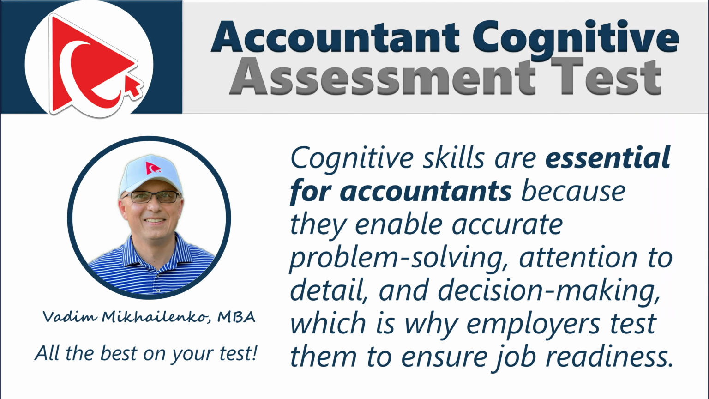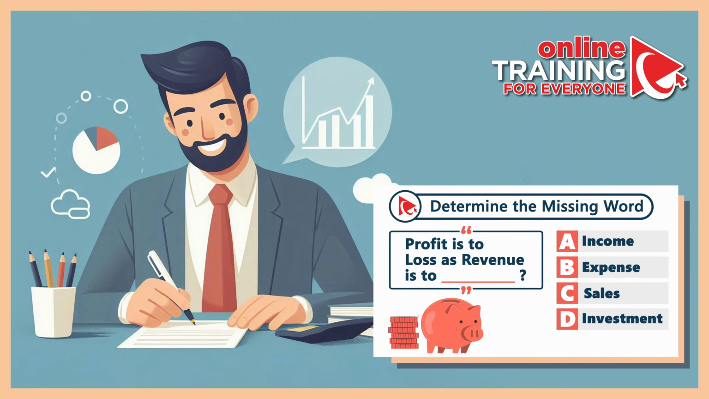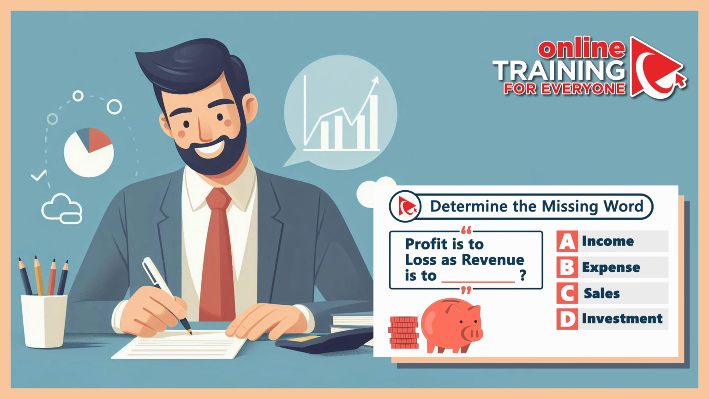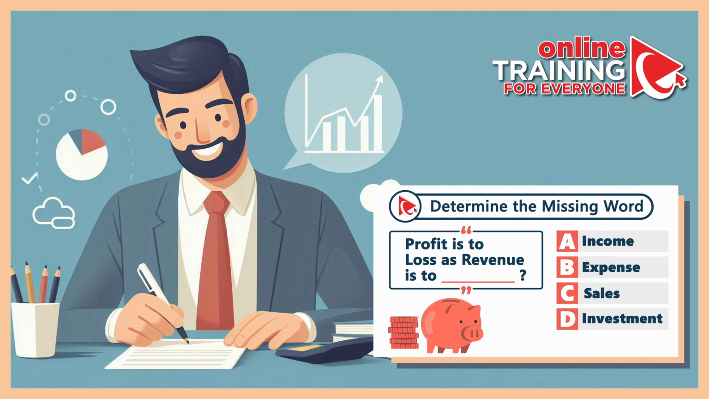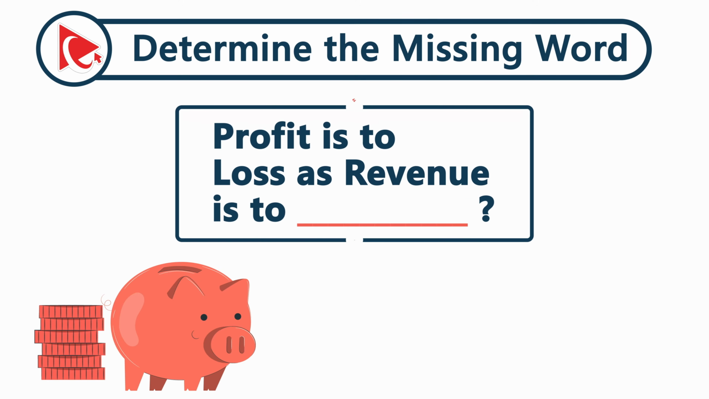When answering this question, picture yourself as an expert mapping out a financial plan. Every option you weigh, every decision you make strengthens your blueprint for achieving your financial goals. You're presented with the statement, and you need to determine the missing word in this statement. Profit is to loss, as revenue is to, and then comes the missing word, which you need to select out of 4 possible choices.